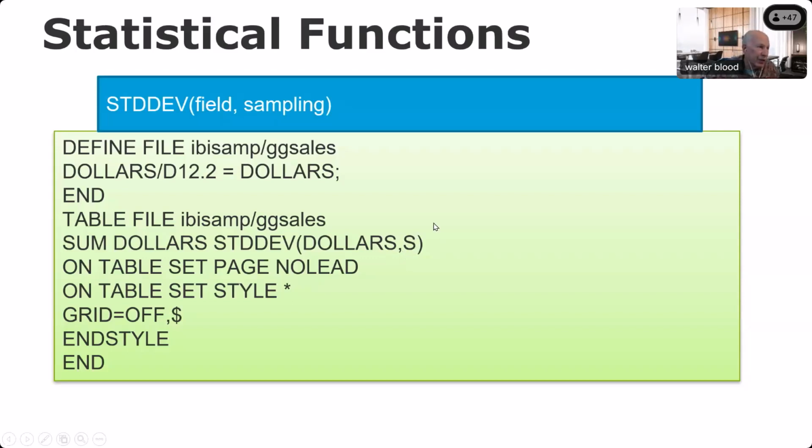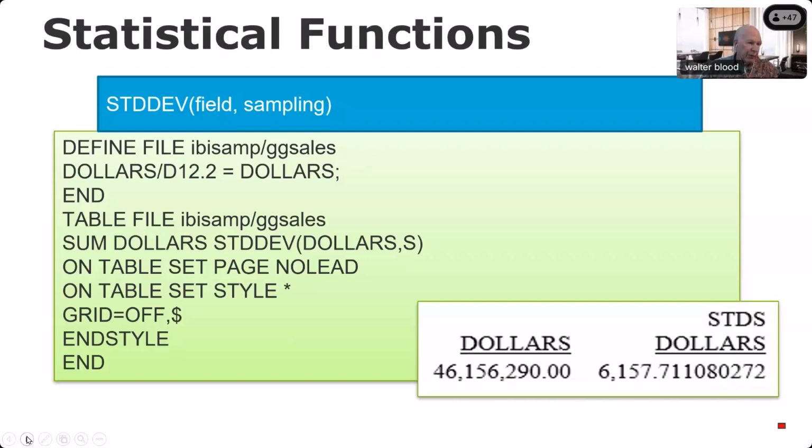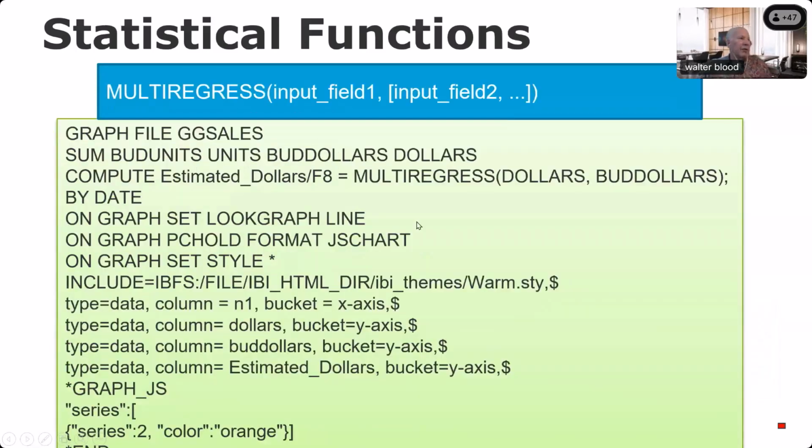Now, standard deviation is nothing new. That's the standard deviation we've seen. Again, the standard deviation function just asks for the field that you want to use and the sampling, whether you want it to be the population or a sample. That depends upon the size of the data set that you're working with.